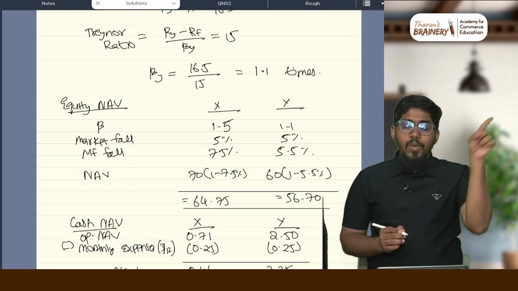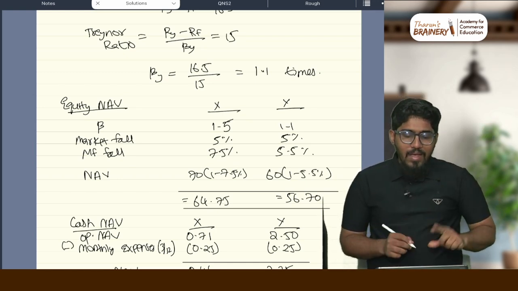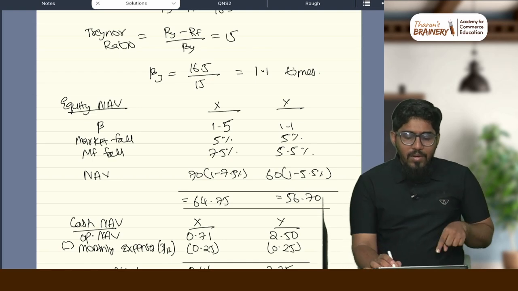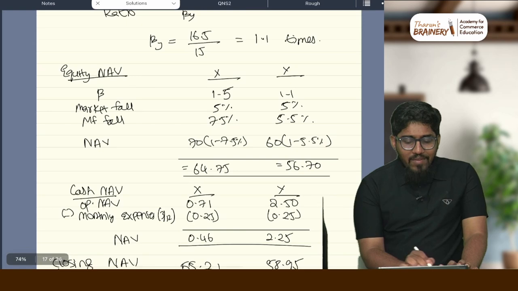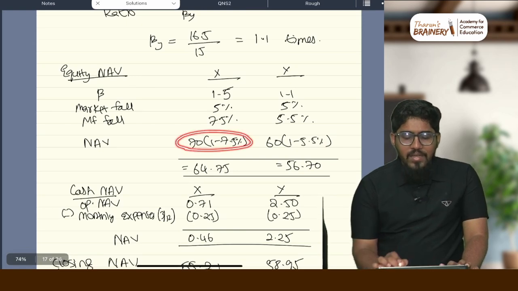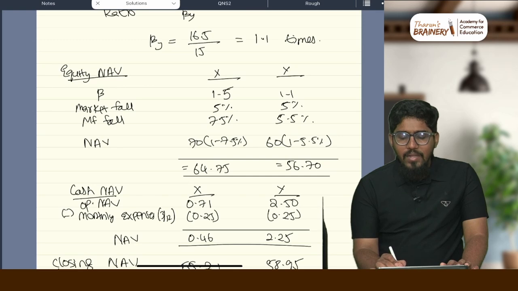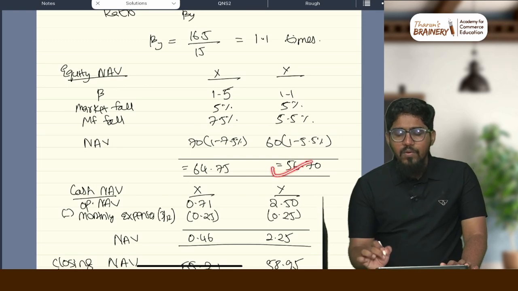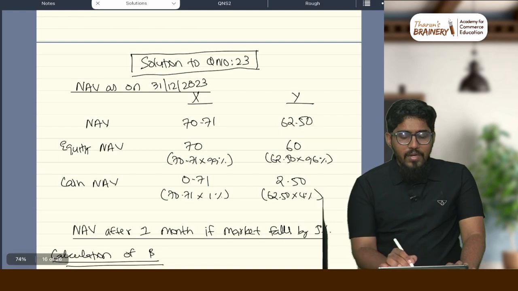Why, sir? Because my beta is 1.5. So it is 1.5 times more sensitive than the market. And what is my mutual fund's fall in B? It is 5.5%. Clarity. So my NAV here will fall by 7.5%. So 70 will reduce to 64.5. And here it will reduce by 5.5%, so 56.7. So this is my equity NAV. Okay, wow, so my equity will reduce like this.